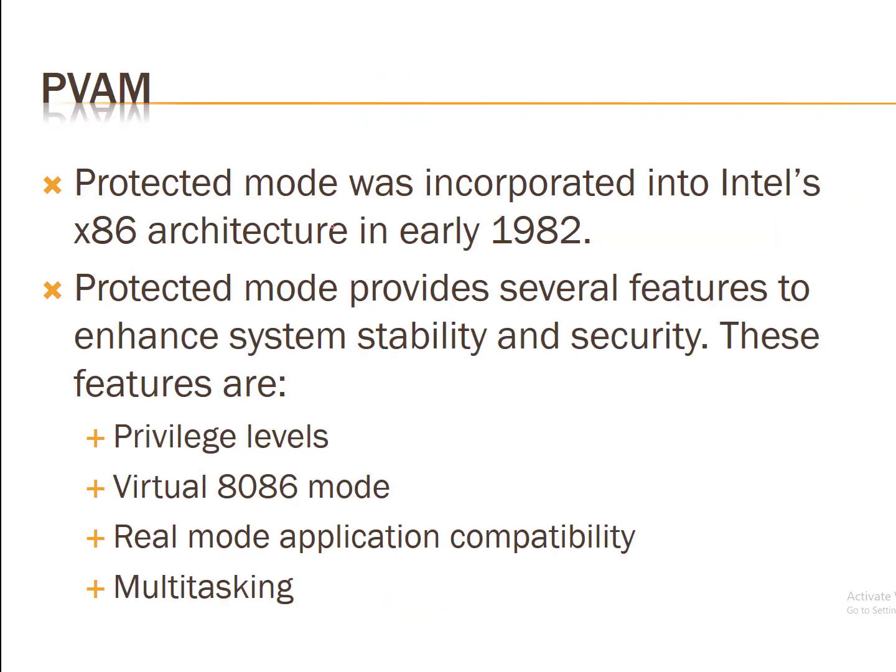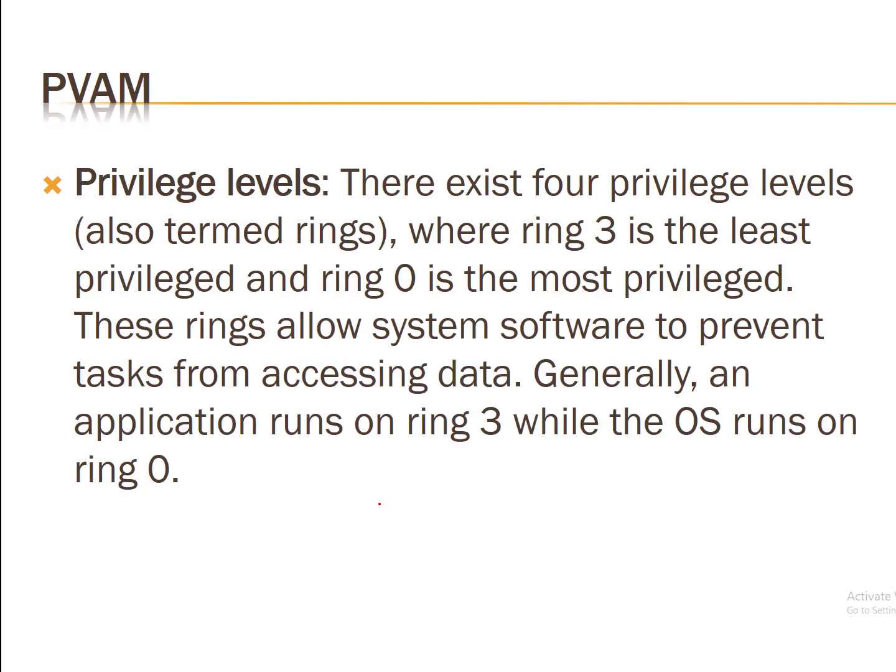Protected mode was incorporated into Intel's 86 architecture in 1982. Protected mode provides several features to enhance system stability and security. Those features are privilege levels, virtual 8086 mode, real mode application compatibility, and multitasking. We'll see them one by one in much detail.